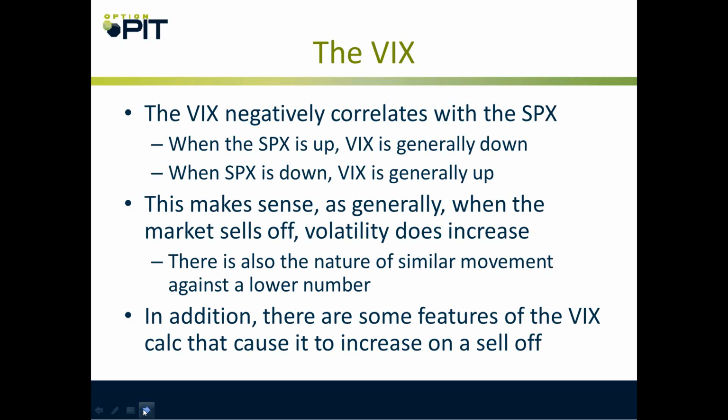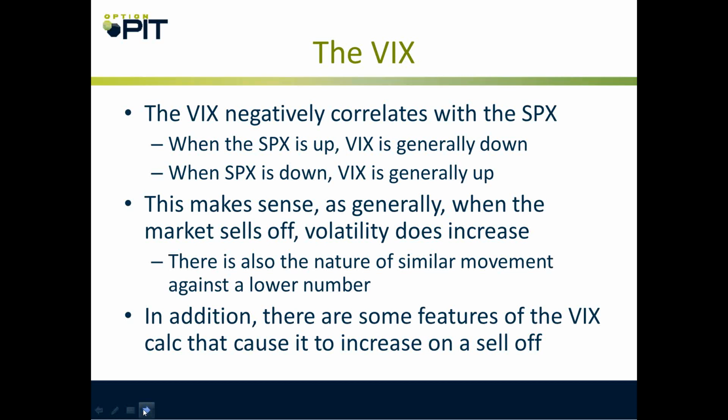So, generally speaking, the VIX negatively correlates with the S&P. When the SPX is up, VIX is going to be down. When SPX is down, VIX is going to be up. We saw that today. Today is April 9th, and the S&P was down about 17 points, and the VIX was up. On April 8th, 2019, the S&P was up a little bit, the VIX was down. All right? This makes sense, right? When we're selling off, movement increases. There's also the nature of similar movement against a lower number. There's other pieces of the VIX that also cause that to happen.